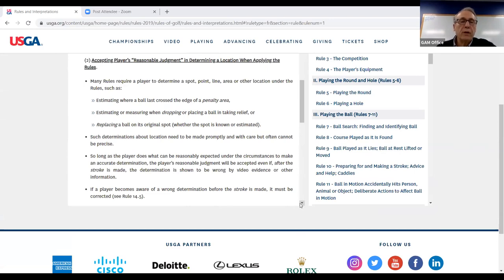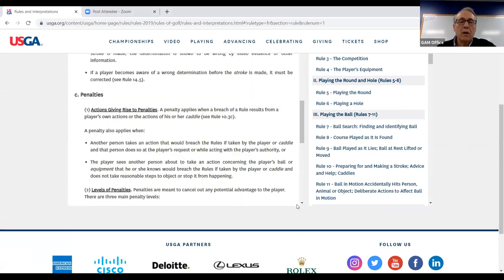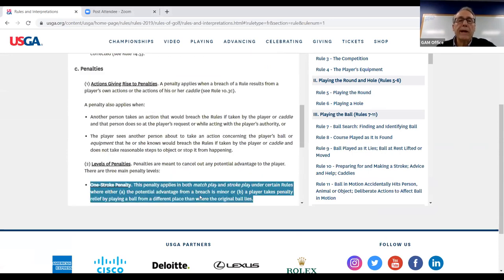Okay, 1.3c talks about the penalty structure. It talks about actions of another person. A penalty also applies when a player instructs another person to take an action that is in breach of the rule. And if that person is acting under the player's authority, certainly that player is going to be penalized. That's certainly a violation of the rule.